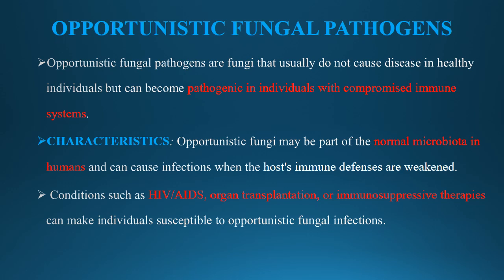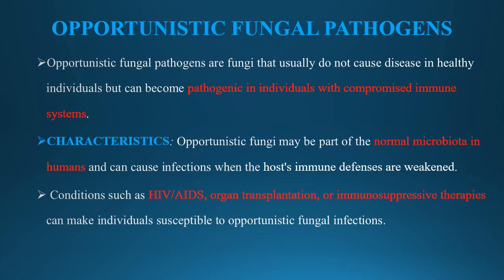Opportunistic fungal pathogens. Opportunistic fungal pathogens are the fungi which usually do not cause disease in healthy individuals but can become pathogenic in individuals with a compromised immune system. Characteristics are: opportunistic fungi may be part of the normal microbiota in humans and can cause infection when the host immune responses are weakened. Conditions such as HIV, AIDS, organ transplantation, or immunosuppressive therapies can make individuals susceptible to opportunistic fungal infection. The mode of infection is by taking advantage of weakened host defenses.